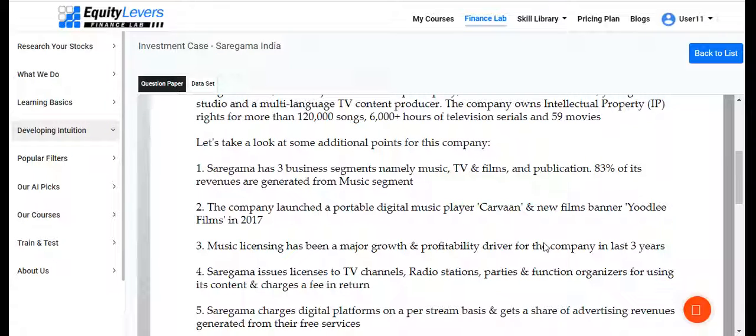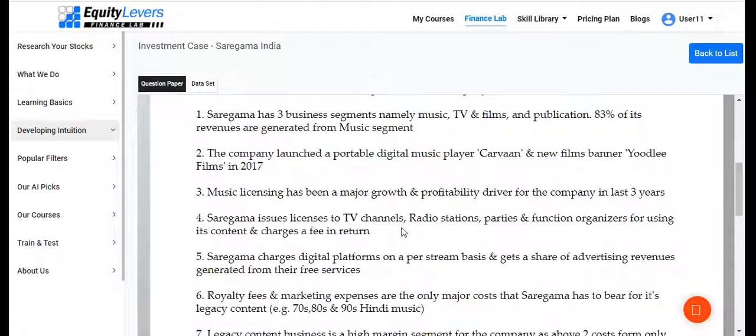In this game, we will analyze the company information and its historical trend, to see if it's a good investment idea or not. As we all must be aware, the company launched its portable digital music player Carvaan and its new film banner Yoodlee in 2017. Along with this, music licensing is one of the major growth and profitability drivers for the company.